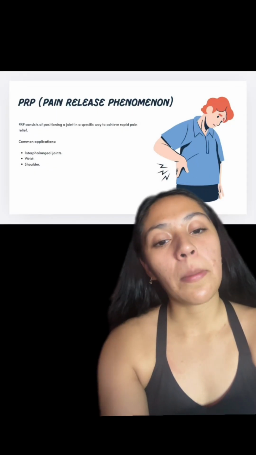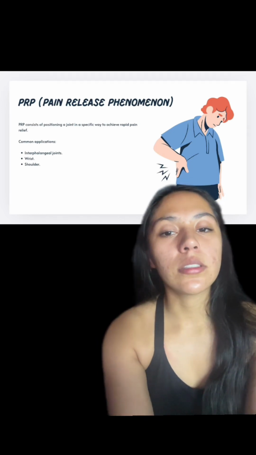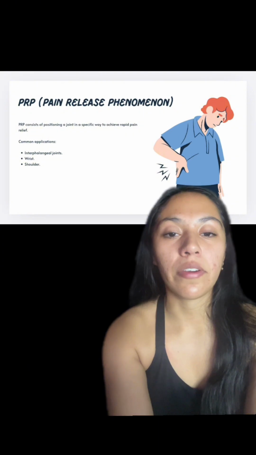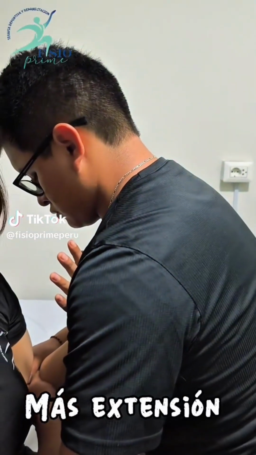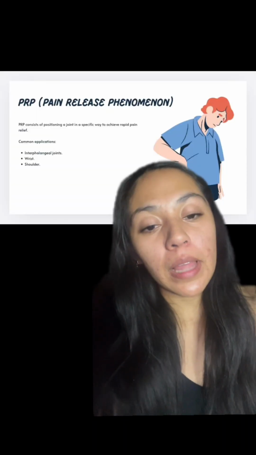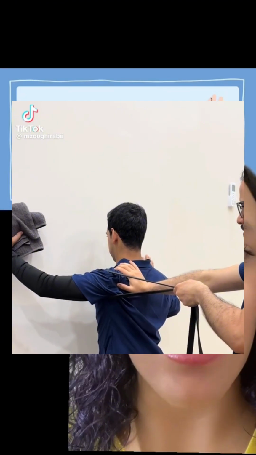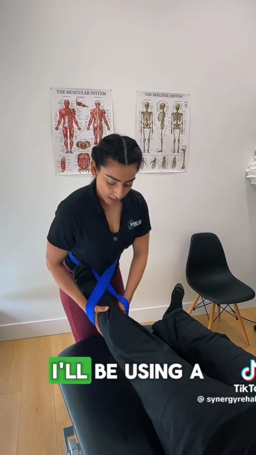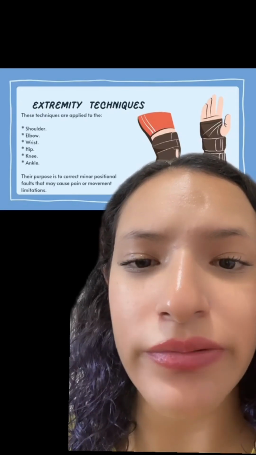Now I'm going to explain the pain release phenomenon, also known as PRP. PRP consists of positioning a joint in a specific way to achieve rapid pain relief. The therapist places the joint in a particular position that helps reduce the patient's pain quickly. PRP is commonly applied to the interphalangeal joints, the wrist, and the shoulder. Extremity techniques are applied to the shoulder, elbow, wrist, hip, knee, and ankle. Their purpose is to correct minor positional faults that may cause pain or movement limitations.